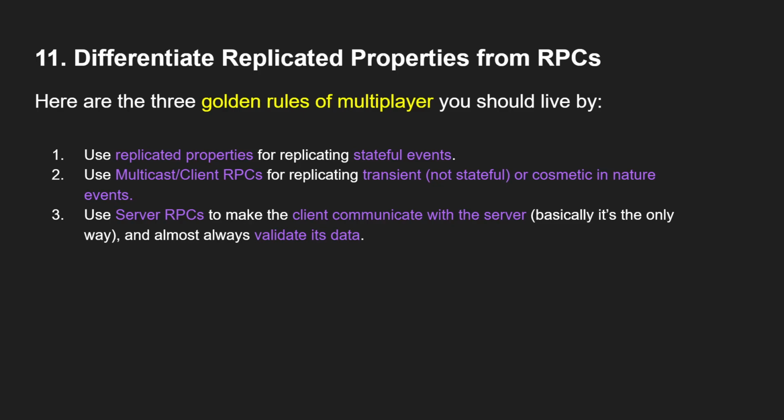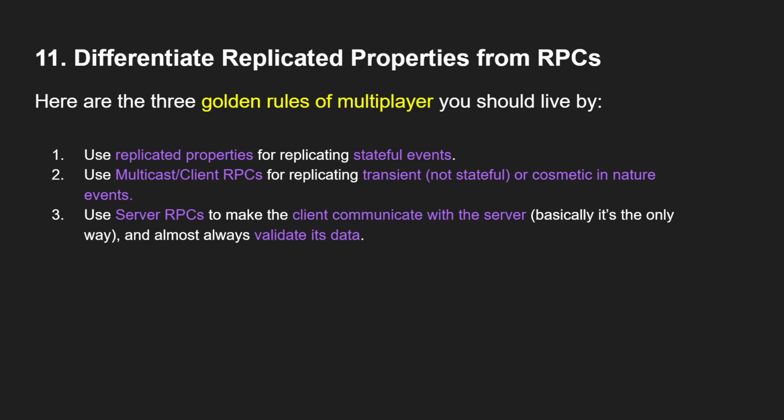For example, if your game supports late joining, you would want the change that you made before someone joined to be implemented inside a replicated property, so it reflects for them. The second rule is to use multicast or client RPCs to replicate transient or non-stateful events.